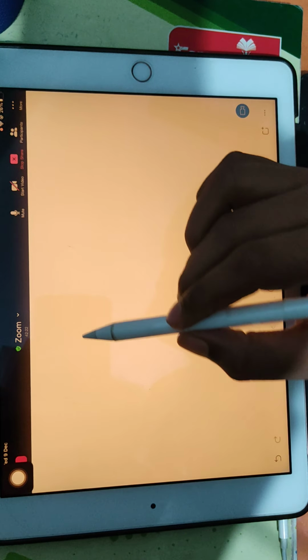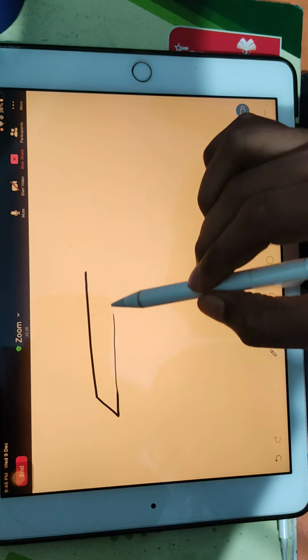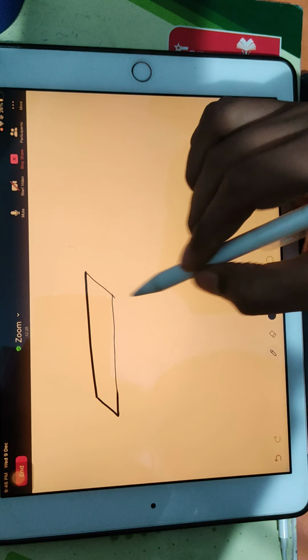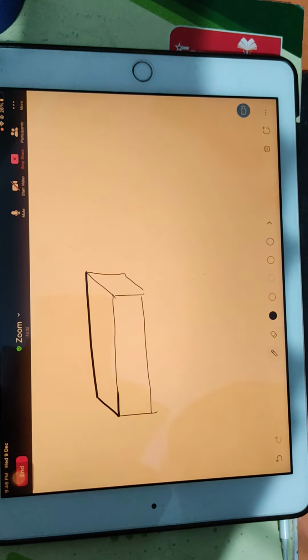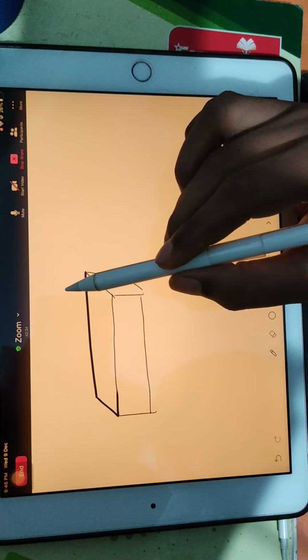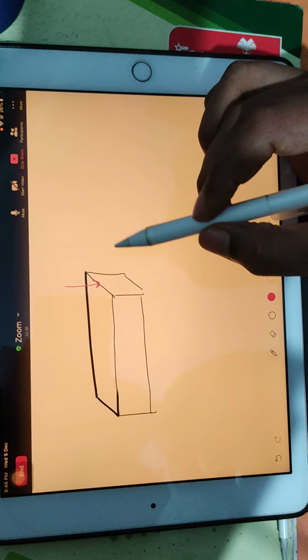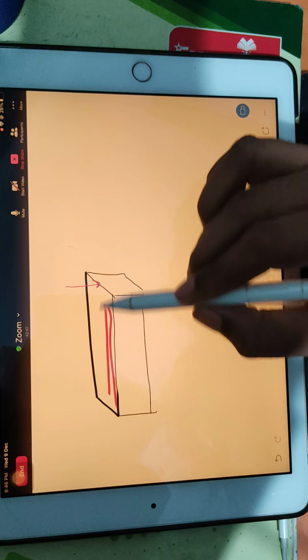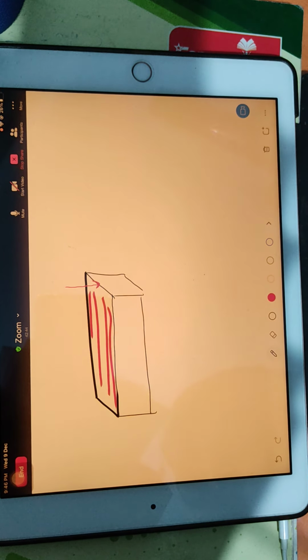Suppose you have a rectangular beam. Imagine in 3D, this is your beam, and you are applying load here. So this is your top surface. You are applying load here. Then your beam will bend.